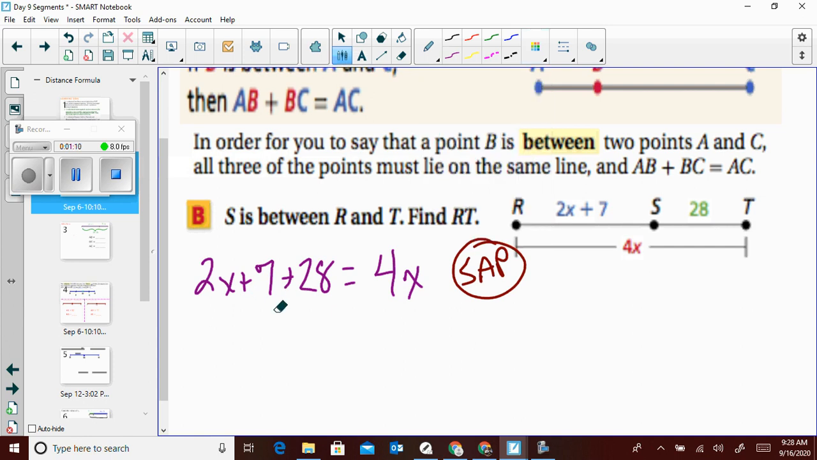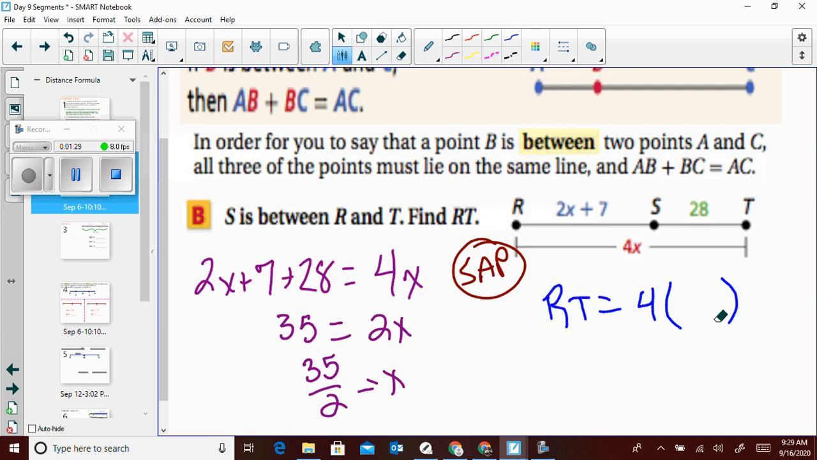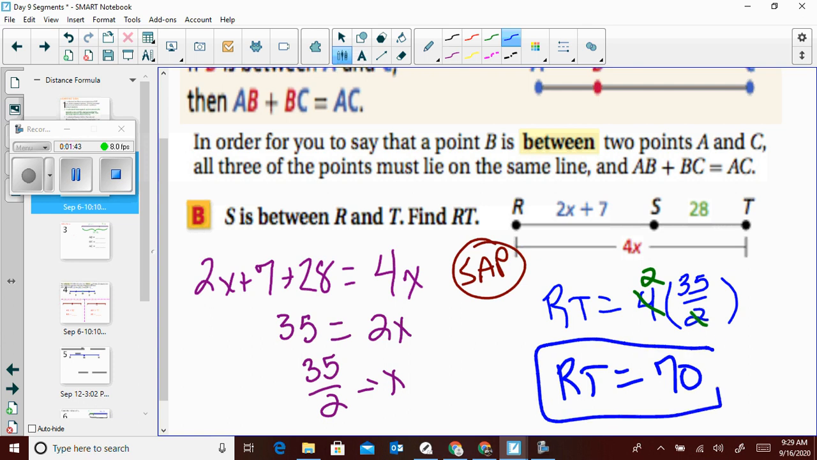We'll solve this out. This becomes 35. Bring this 2x over, 2x. X is 35 over 2. The problem asks us to find RT. Well, RT is equal to 4x. We're going to sub this in for x. 4 and the 2 cancel out. RT equals 7. Okay. All we're doing, segment addition postulate. The two smaller segments equal the larger segment.